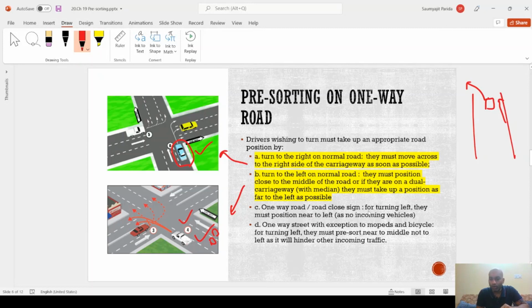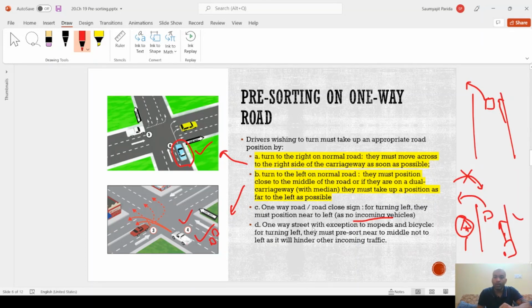One-way road or road closed sign. For turning left, they must position near to the left as there are no incoming vehicles. If it is a one-way road, then I can position myself far to the left for turning left, because there are no other vehicles entering this road. So I can position far to the left in order to create space for other vehicle users, like this here in this scenario.